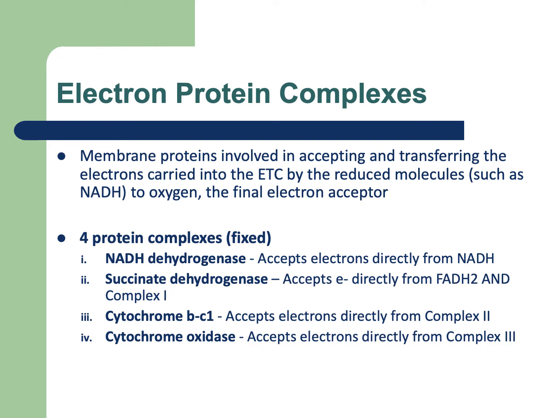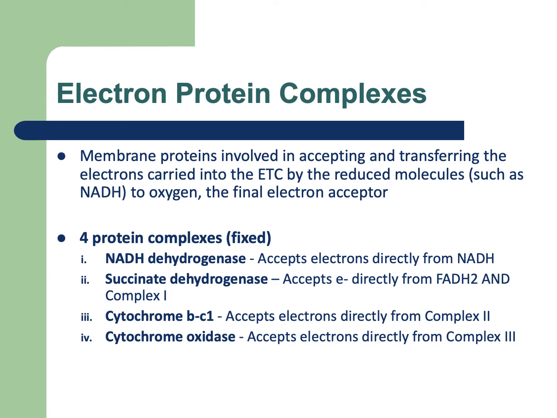Listed on the slide are the names of the 4 protein complexes that are fixed in the membrane. The first one, NADH dehydrogenase. The second one, we've seen this enzyme in the citric acid cycle, known as succinate dehydrogenase. It accepts electrons directly from FADH2. The third complex is cytochrome BC1, which accepts electrons directly from complex 2. And then cytochrome oxidase, which accepts electrons directly from complex 3.